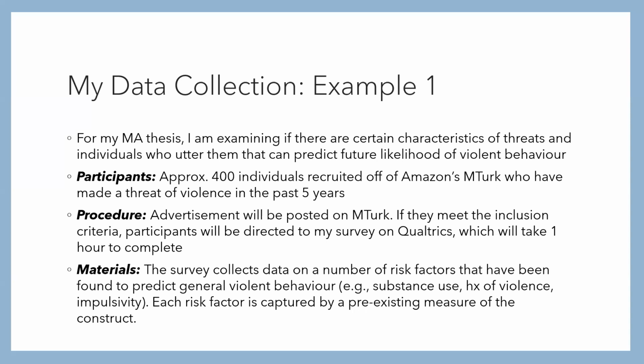So for this project, just splitting it down by those three categories we just discussed, my participants will be approximately 400 individuals recruited off of a neat part of Amazon called Amazon Mechanical Turk, or MTurk, which is a way for researchers to connect with individuals looking to complete surveys and get paid for it. In particular, individuals will need to have made a threat of violence against another person within the last 5 years to participate in my study. So that's my main inclusion criterion.